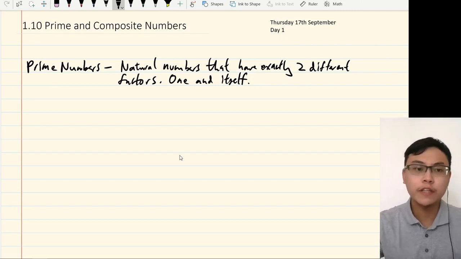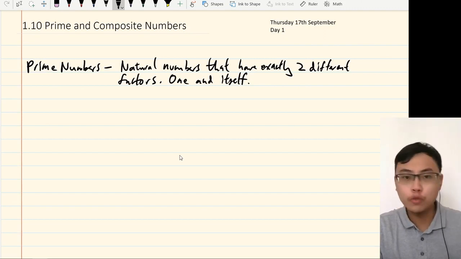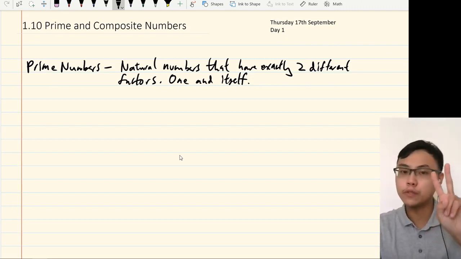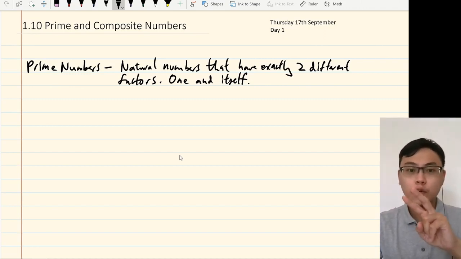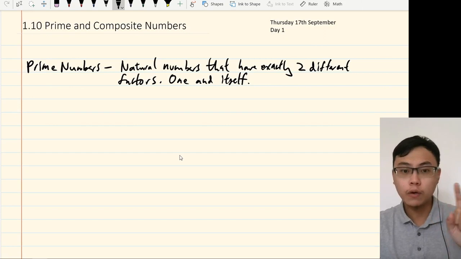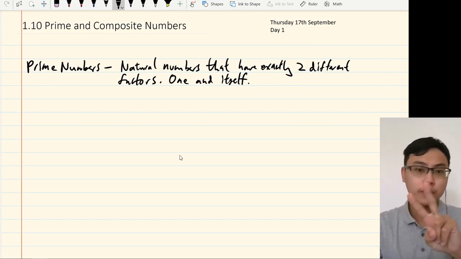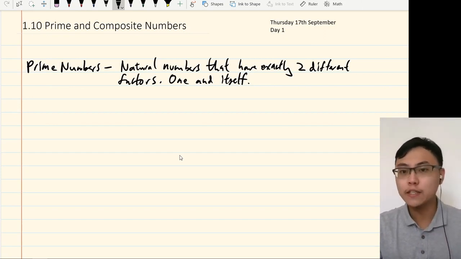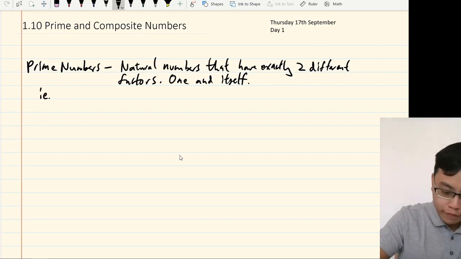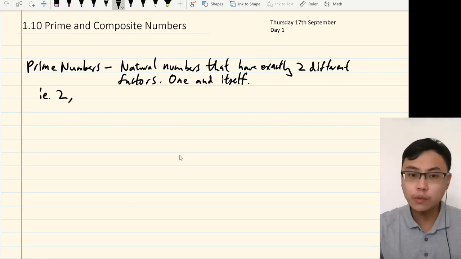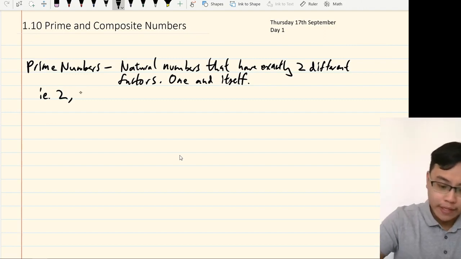So what are some examples of prime numbers? 2 is a prime number. We always start with 2 because 2 has exactly two factors. What can divide 2 evenly? 1 divides 2, and the answer is 2. 2 divides 2 and the answer is 1. So 2 has exactly two factors, and so 2 is a prime number. 3 is also a prime number because there are no other factors other than 1 and itself.